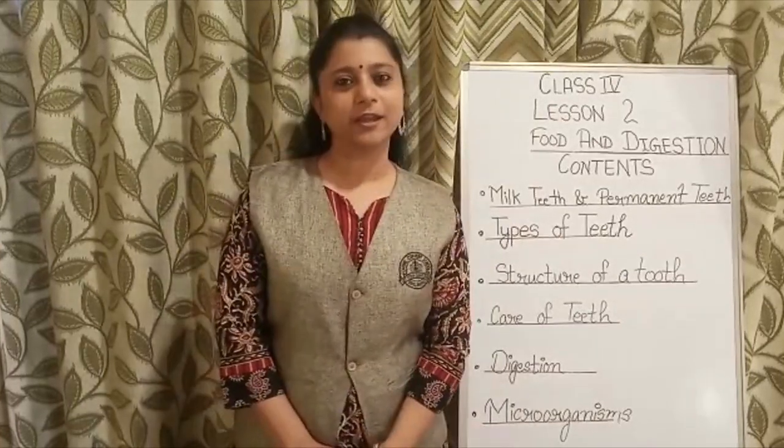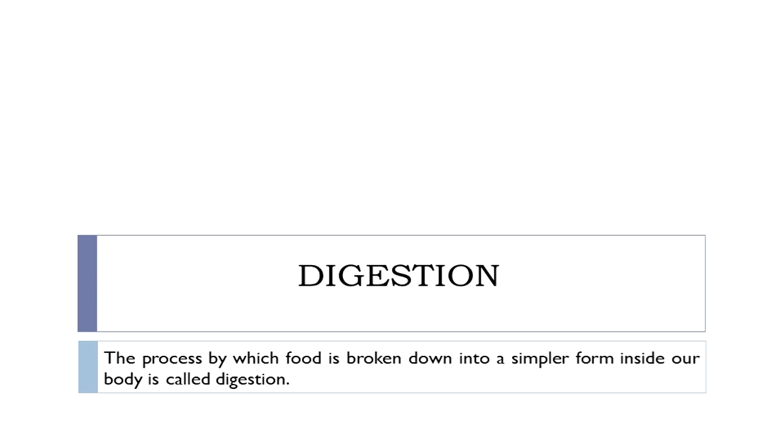So here we begin. Our body needs energy to perform our daily activities. We get energy from the food that we eat. But our body cannot directly use the food to get energy. To get energy, the food we eat must be digested properly. The process of breaking down of food into simpler forms inside our body is called digestion. This digested food is then taken to all the parts of our body by the blood.